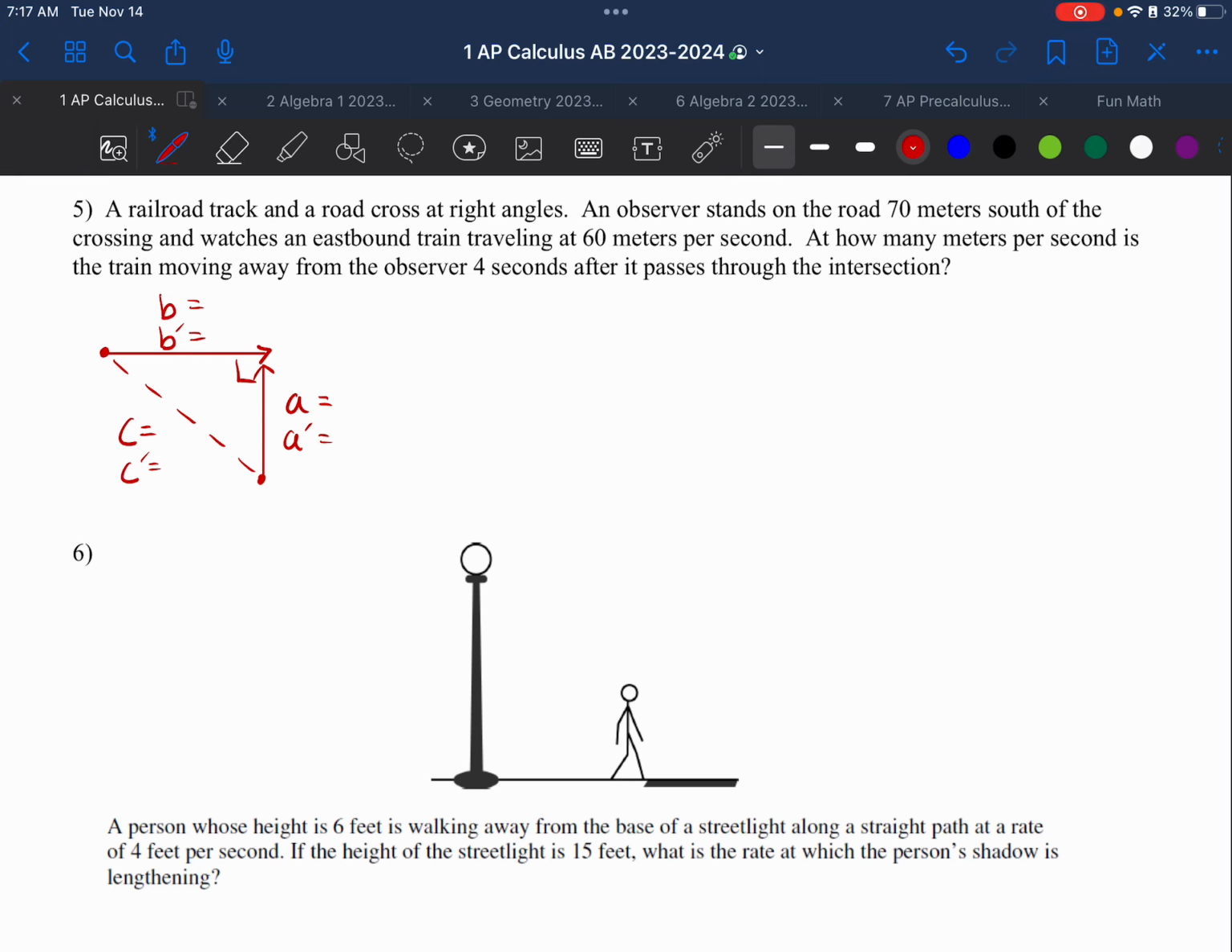An observer stands on the road 70 meters to the south, so this distance here is 70 of the crossing, and watches the eastbound train traveling 60 meters per second. So B prime is 60, that's the train up here. How many meters per second is the train moving away from the observer? Oh, so the diagram is a little bit wrong. 4 seconds after it passes the intersection.